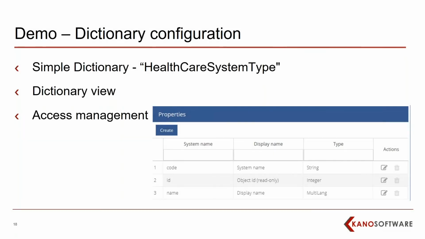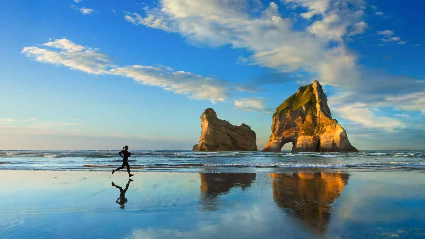As I said, first we are going to create a simple dictionary. For example, I will call it healthcare system type. Then we are going to configure the dictionary view and access management. So let's start with the demo.